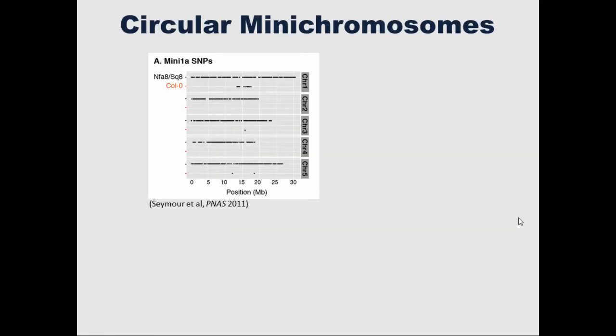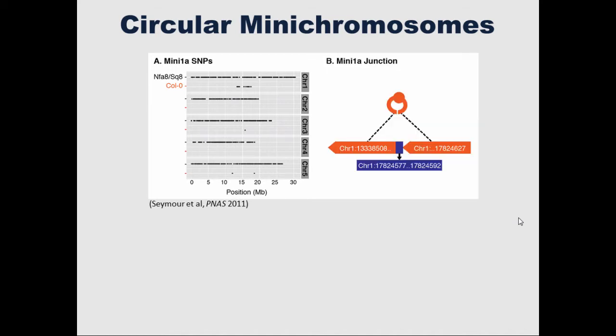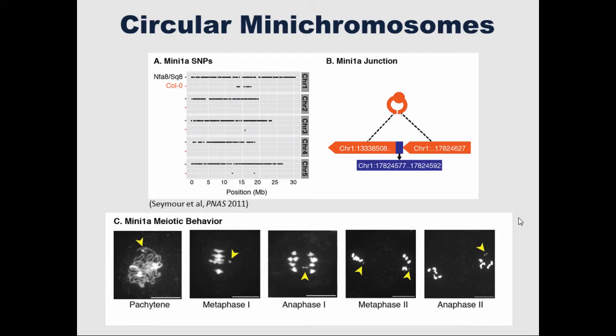So these mini chromosomes were actually first described in a paper in 2011 when they were making lots of haploids, seen as these SNPs that come from Columbia. The parent they used for wild type was different. That's why it's a NFA8 SQ8. But we can go in and actually reconstruct the mini chromosome, and what I found was that these ends that you see here are actually joined together, and it makes a circular mini chromosome. This is confirmed by cytology.